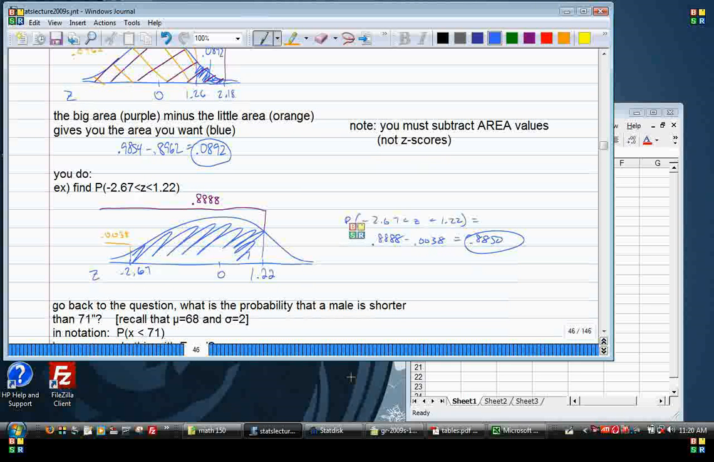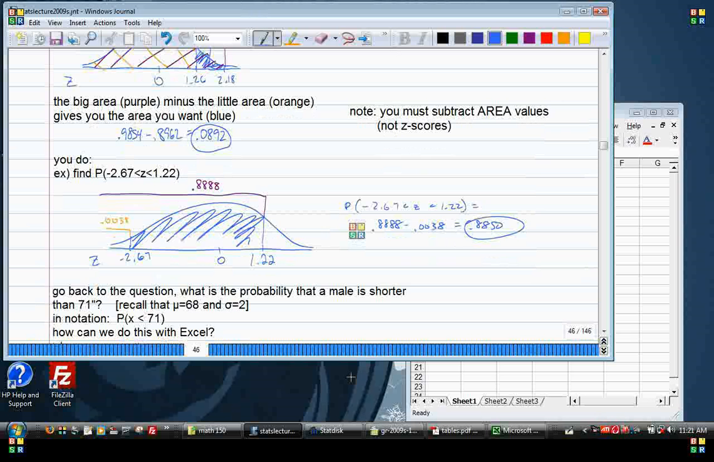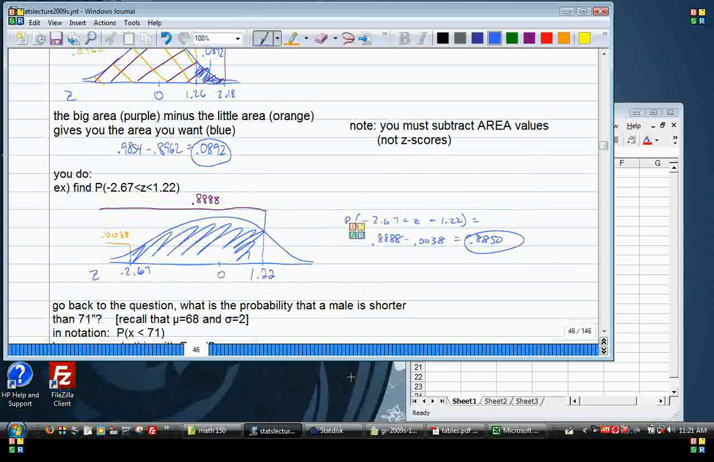Okay, and how do we know this is X and not Z? It's asking for? Yes, this is a data value. This is not about a Z-score. So that's the first thing. Now how can we solve this problem? Well, we're going to use Excel at some point. So we have a data value. What's the first thing that we're going to have to do?